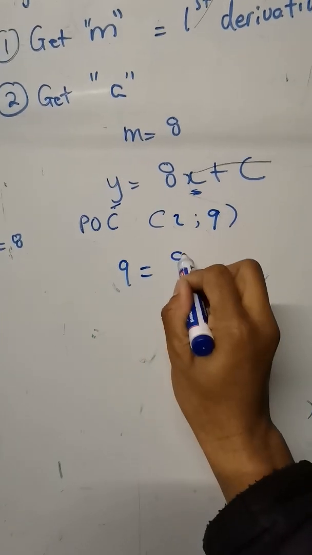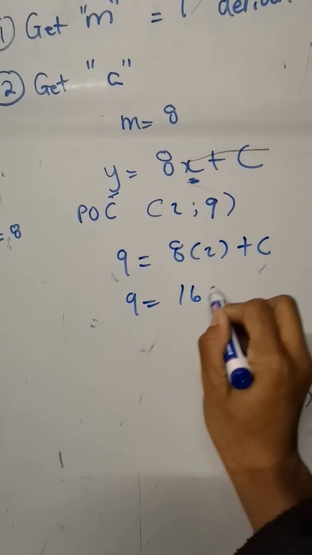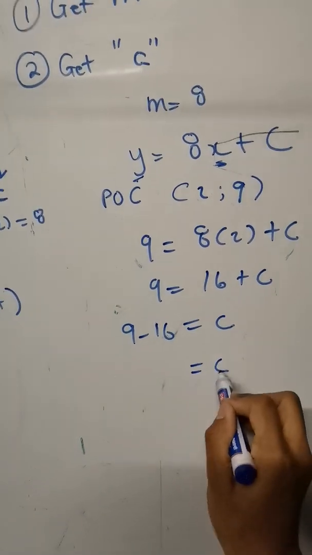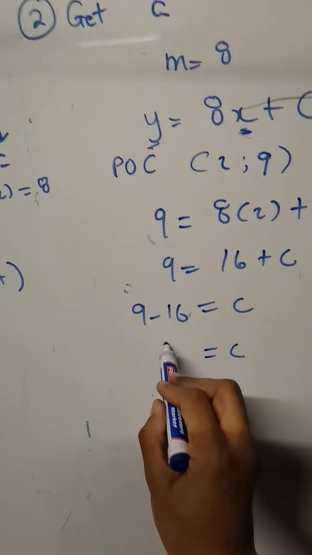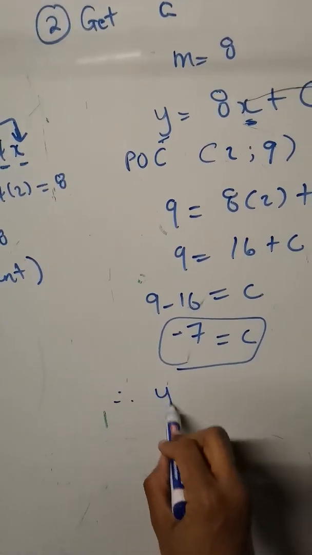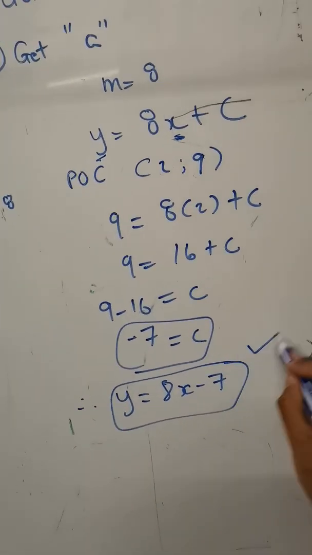So 9 is equal to 8 times 2 plus c. 9 is equal to 16 plus c. 9 minus 16 is equal to c. Therefore, c is equal to minus 7. And the equation of the tangent is y is equal to 8x minus 7.